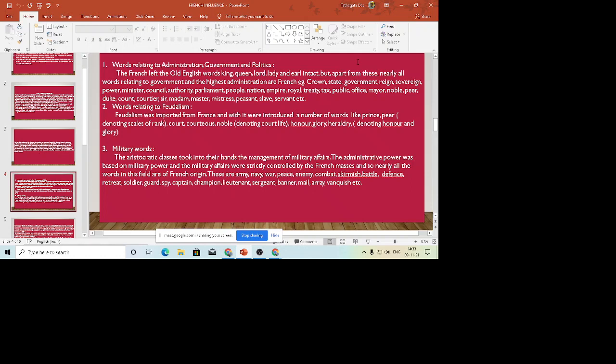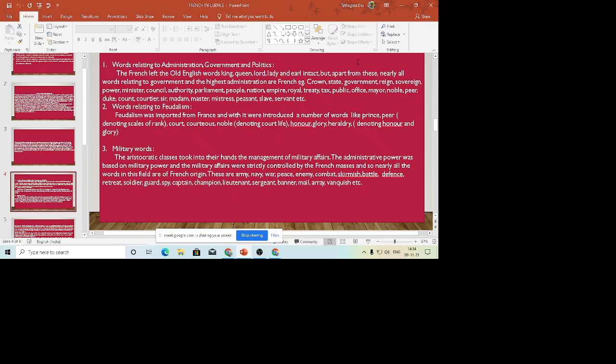The French left the Old English words king, queen, lord, lady and earl intact. So when the French imposed their language on the English people, some of the Old English words, for example king, queen, lord, lady, earl, were not replaced. They were there. But apart from these, nearly all words relating to government and the highest administration are French.